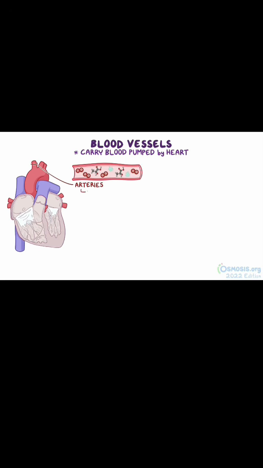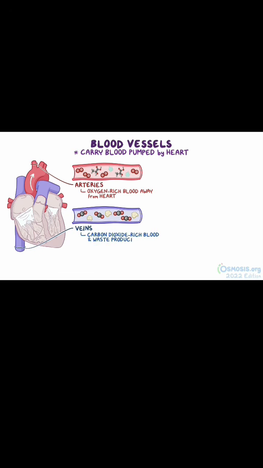Arteries are the blood vessels that carry oxygen-rich blood away from the heart to supply the body with oxygen and nutrients. And veins carry carbon dioxide-rich blood and waste products from other parts of the body back into the heart.